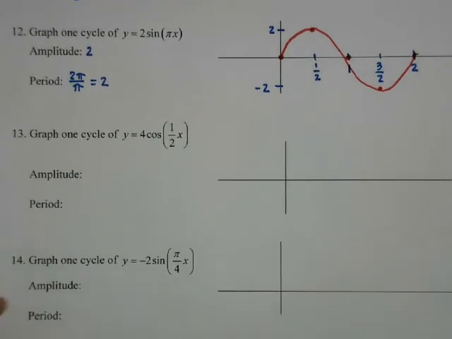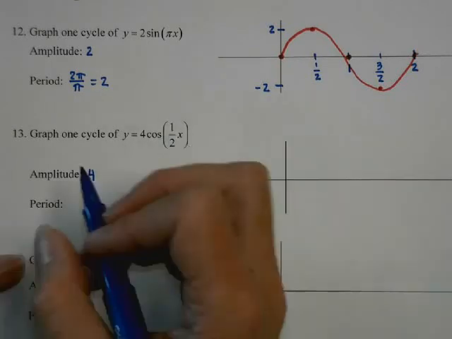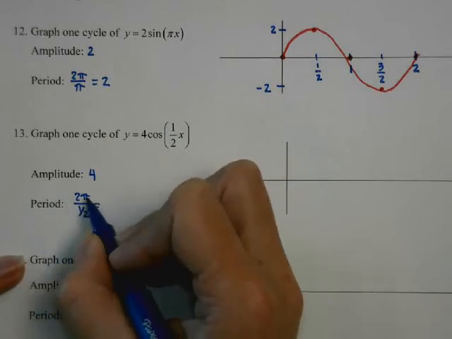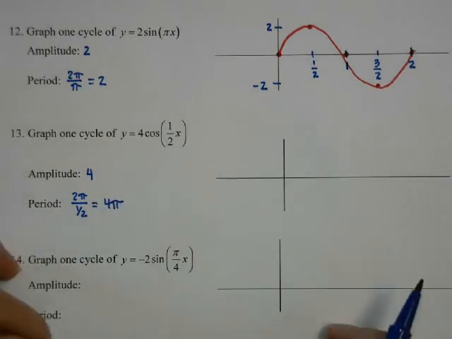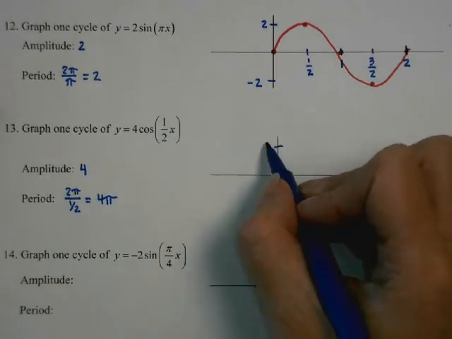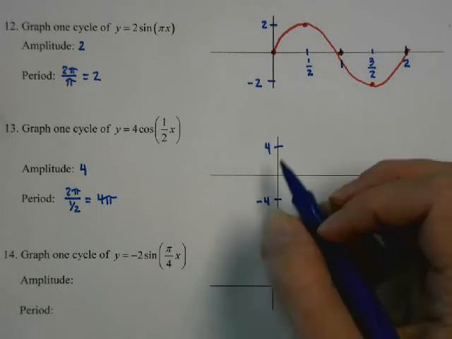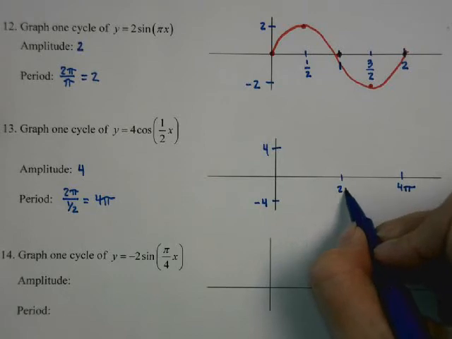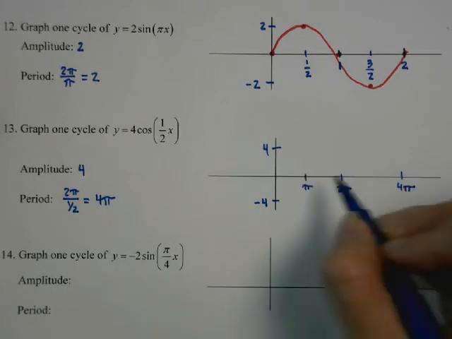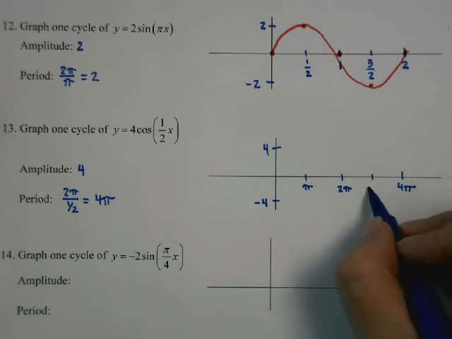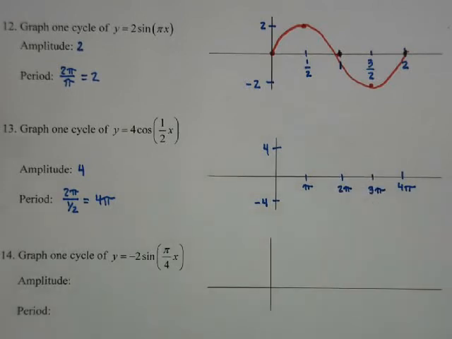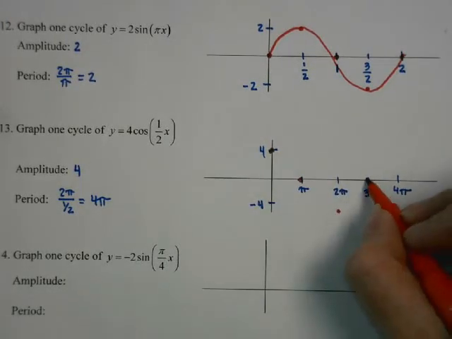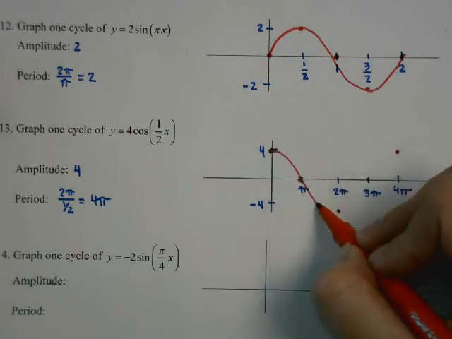Okay, this one has an amplitude of 4 and a period of 2 pi divided by 1/2, which is the same as 2 pi times 2, or 4 pi. So this is going to be 4. This will be negative 4. And then I'm going to take 4 pi. This will be 2 pi. This will be pi. So pi, 2 pi, 3 pi. This is a cosine, so it's going to start at the maximum, midline, like so.